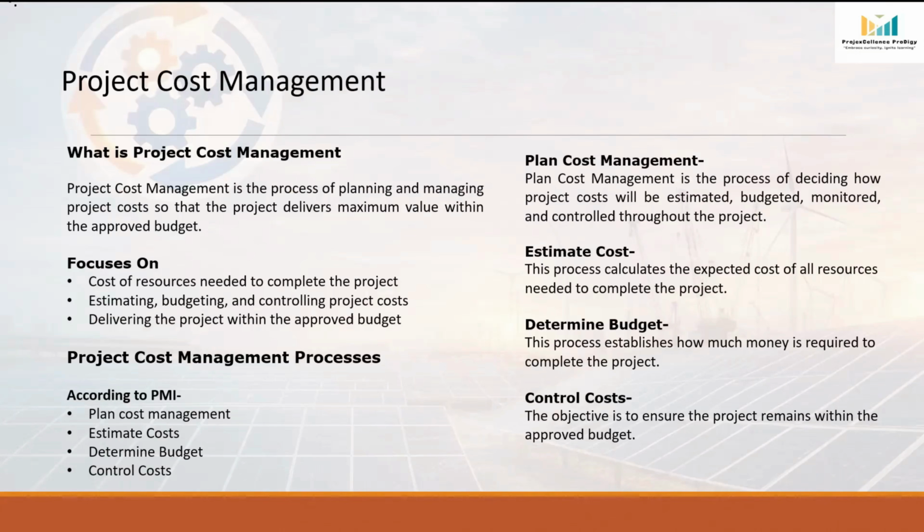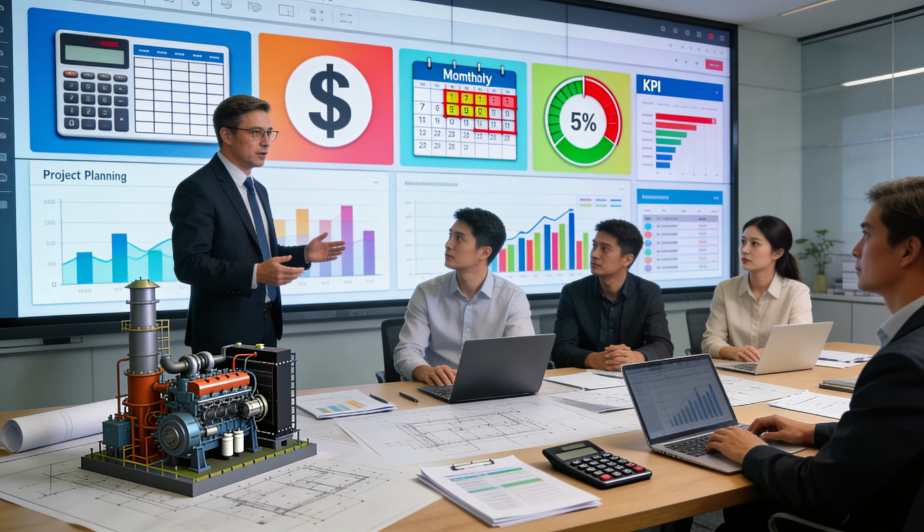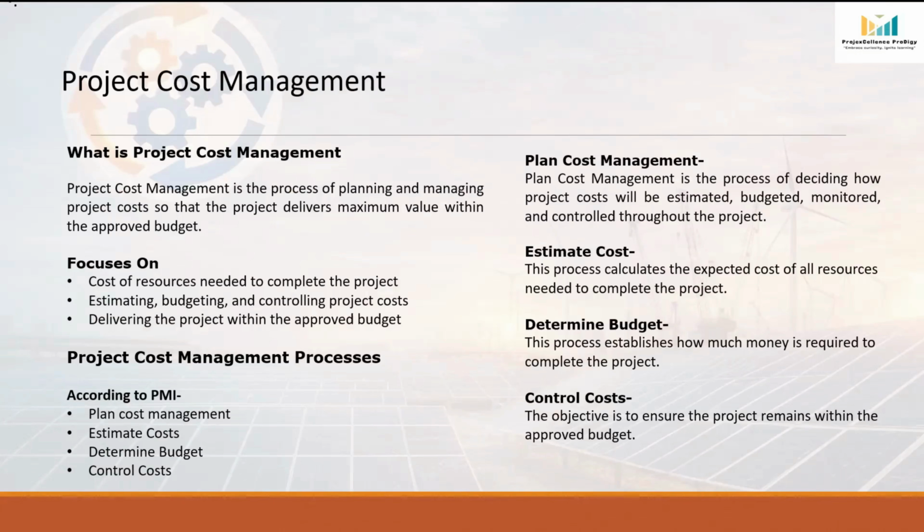Let's take one real life project example to understand this. Suppose your company has been awarded a turnkey project, which is to install a 50 megawatt power plant comprising 6 large diesel generator sets along with all its required auxiliary systems. Before estimating the project cost, the project manager will prepare a cost management plan. For example, the team decides that all cost will be prepared in US dollars and cost reviews will be conducted every month. And any cost overrun greater than 5% will require approval from senior management. So these guidelines become part of the cost management plan.